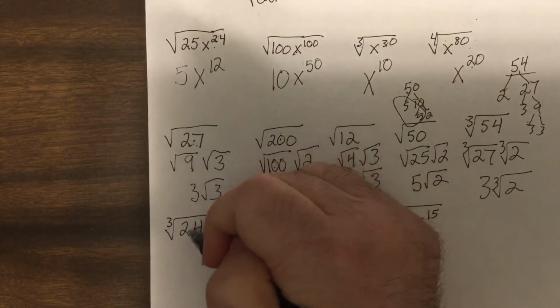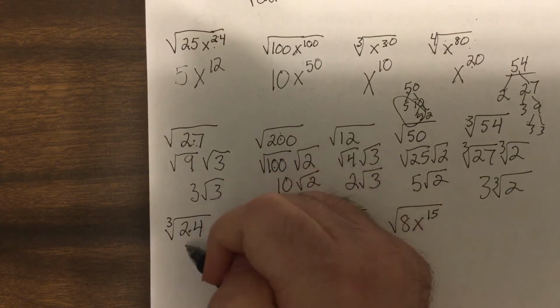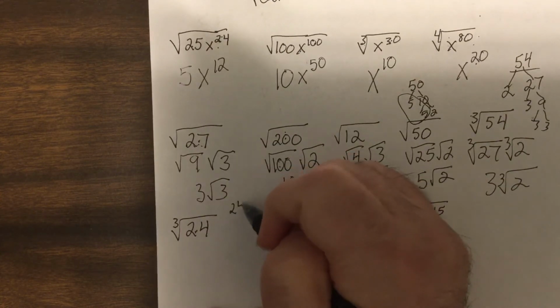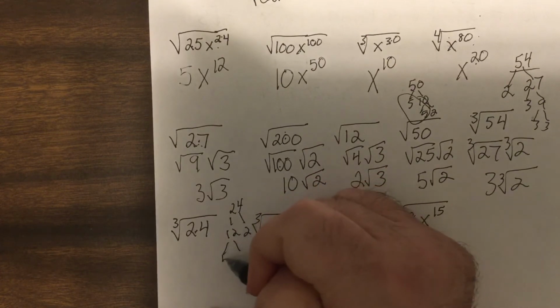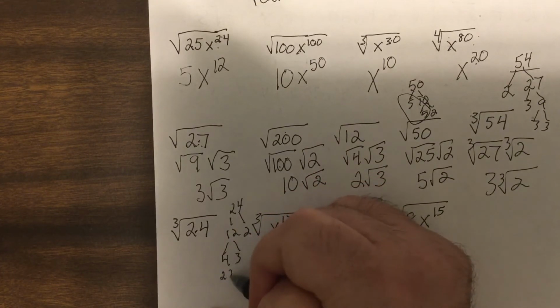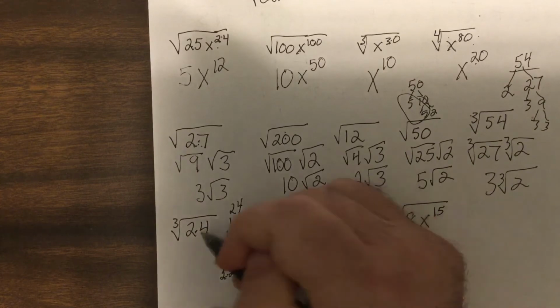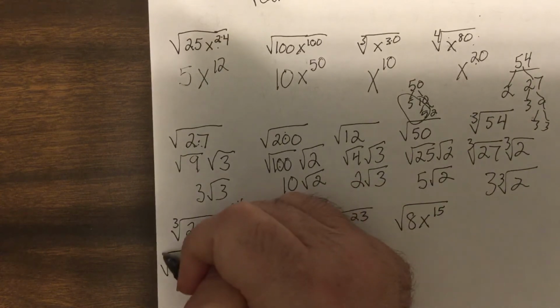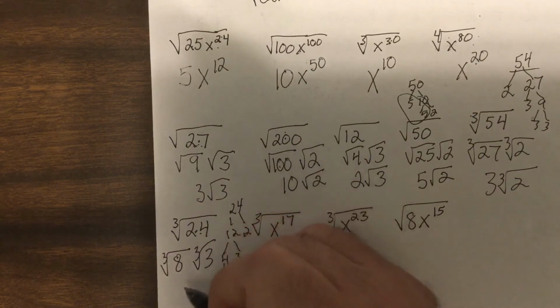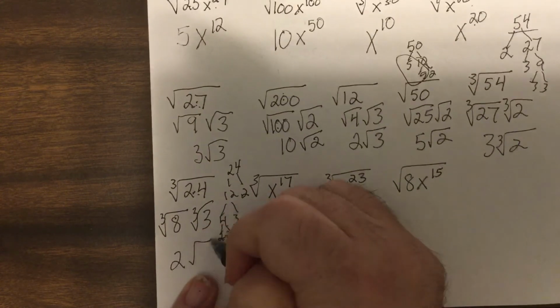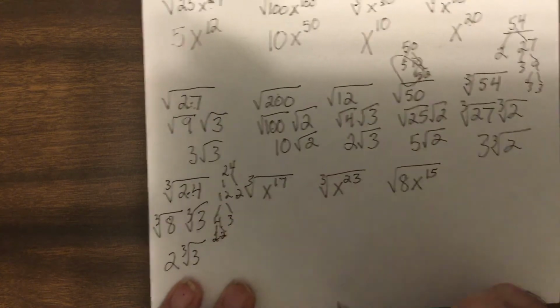So what perfect cube? I need 3 of the same thing. So 24, let's see, is 12 and 2. That's 4 and 3. That's 2 and 2. Oh, wait, there's 3 2's in 24. So I'd break it up, cube root of 8, cube root of 3. And that would be 2 cube root of 3.